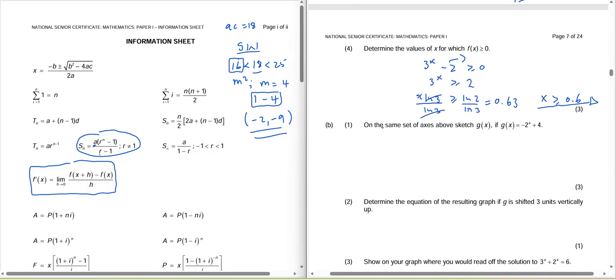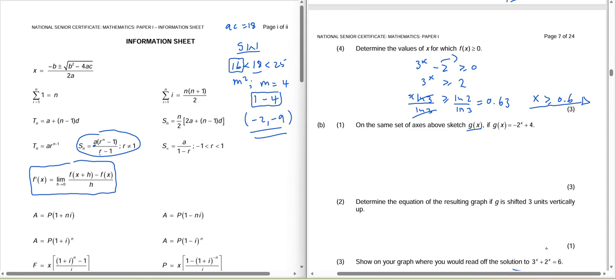So B part 1 is saying on the same axis, sketch g of x, where g of x is minus 2 to the power of x plus 4. Now, you need to understand the theory. So for now, let us just do the random theory. Let's say this says sketch g of x of 2 to the power of x.